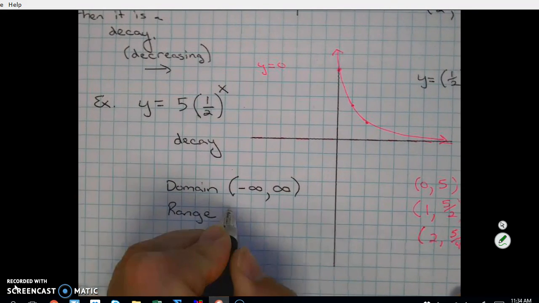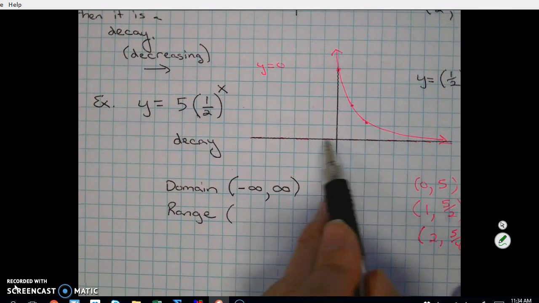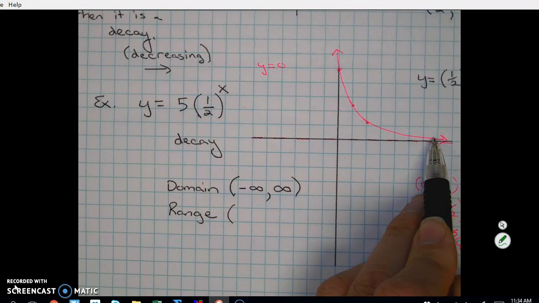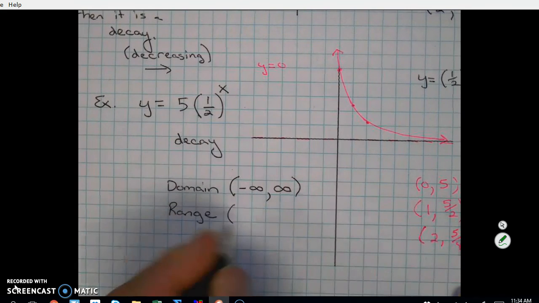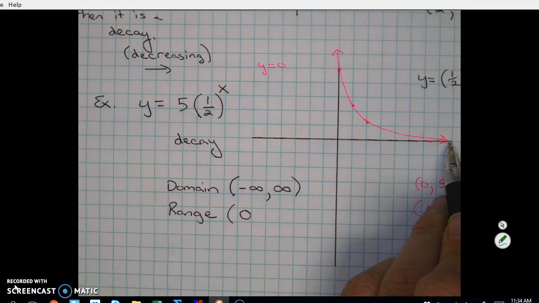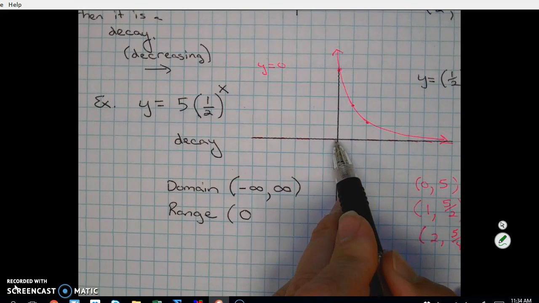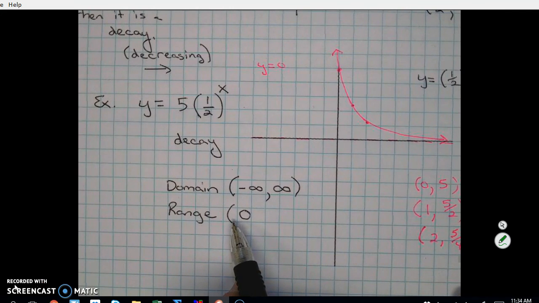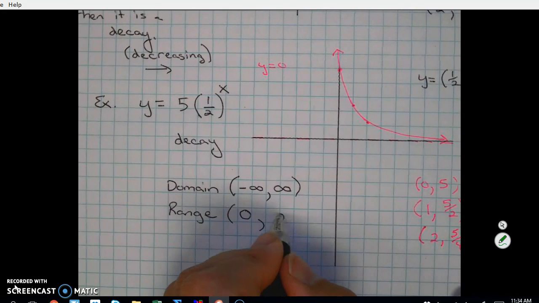Range. Lowest to highest. Well, we have a floor here, an asymptote. So what is it approaching? It's approaching 0. And it never gets to 0. It's going to get closer and closer and closer to 0, but it never gets to 0. So we're using a parenthesis, not a bracket. And on the high end, it's going up infinitely.